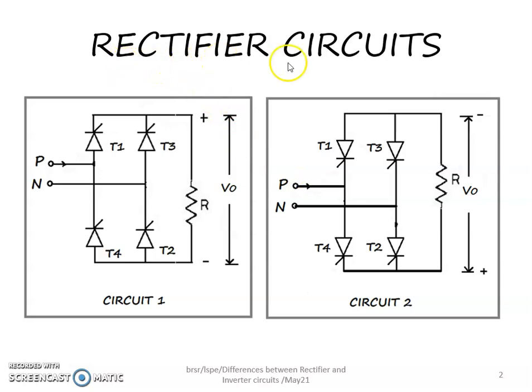So a basic rectifier circuit, as you can see on the left hand side, you have 4 thyristors marked as T1, T2, T3 and T4, and there is an input given marked as P and N, which is AC, phase and neutral, and the output is given to the resistor, which is marked as plus and minus. Basically, a rectifier converts alternating current into a direct current. To be more precise, it converts alternating current into a unidirectional current.